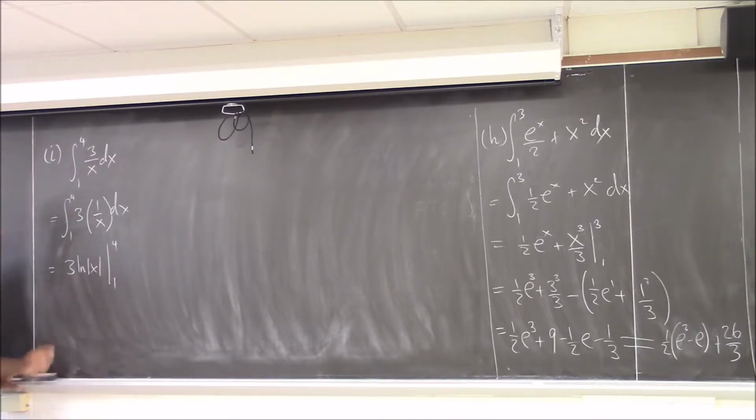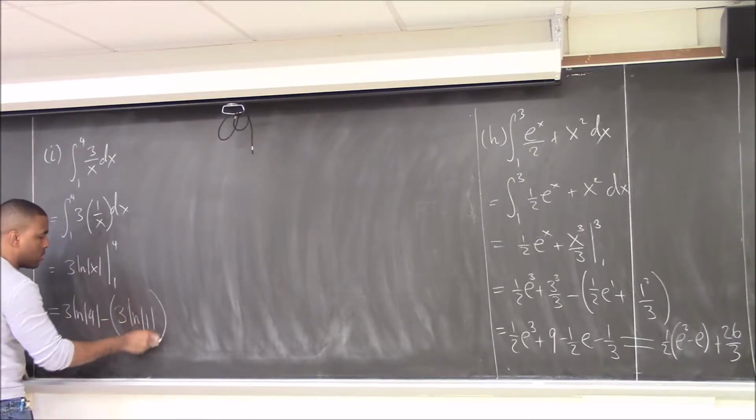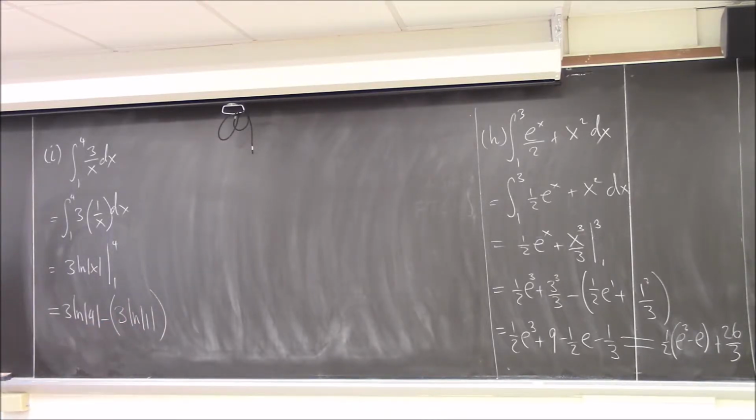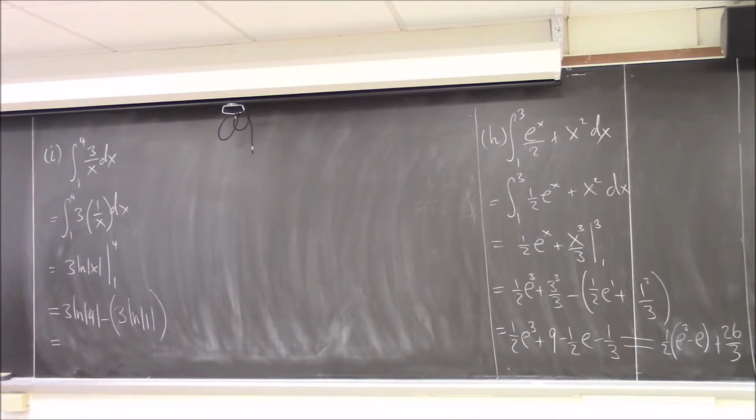Between 1 and 4. So I can plug in 4 minus 3 ln 1. Absolute value of 4 is just 4, and absolute value of 1 is just 1, but just to be safe, what's ln of 1? 0. Log of 1 is always 0 for any base. And so now we just have 3 ln 4. So that's the area under that curve between 1 and 4.